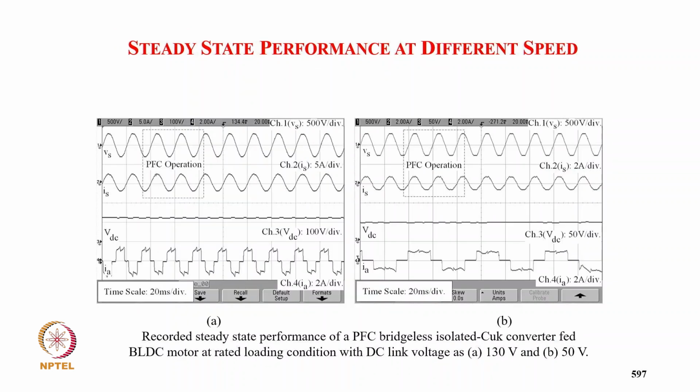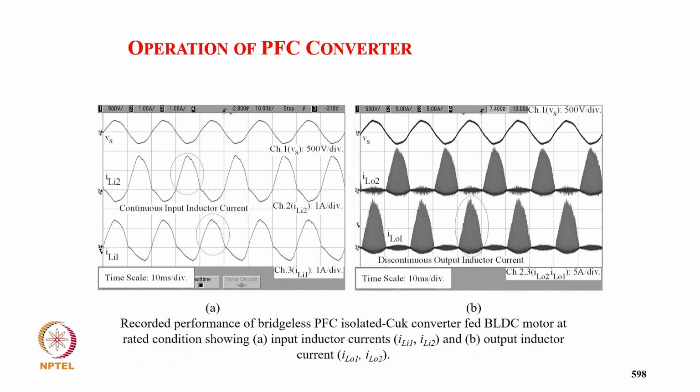And then the experimental results for the 130 volt DC link: supply voltage, supply current, DC link voltage, and winding current. Supply current remains in phase with the supply voltage and sinusoidal. Similarly, the performance for the 50 volt DC link. Then the input inductor currents for both converters are continuous.